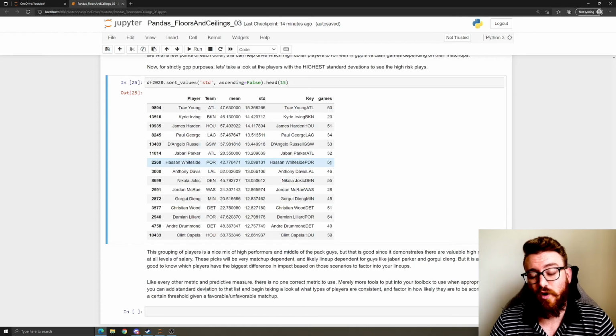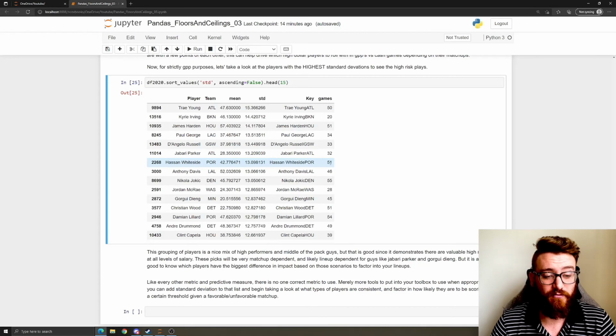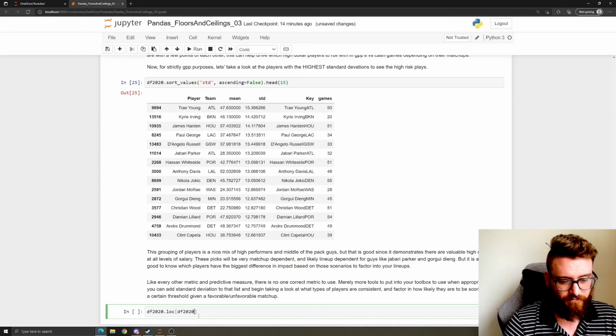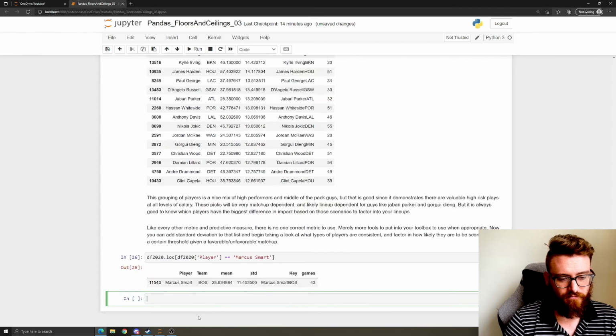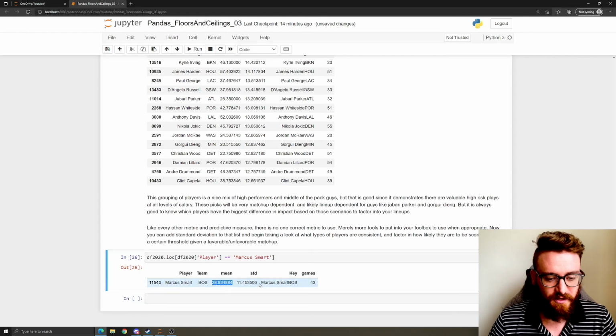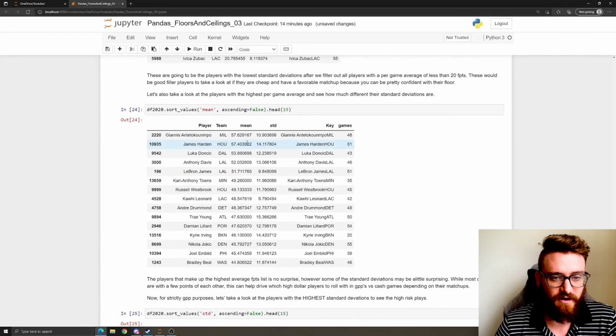Someone that gets more hustle stats, I'm thinking, and I don't know, I haven't run it for him. Let's take a quick look here and see. Someone like Marcus Smart. Okay, so he averages 28.6 a game and a standard deviation of 11.45. So he's going to be more consistent than these guys.